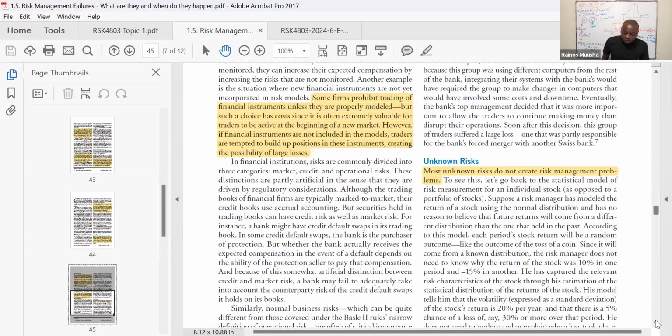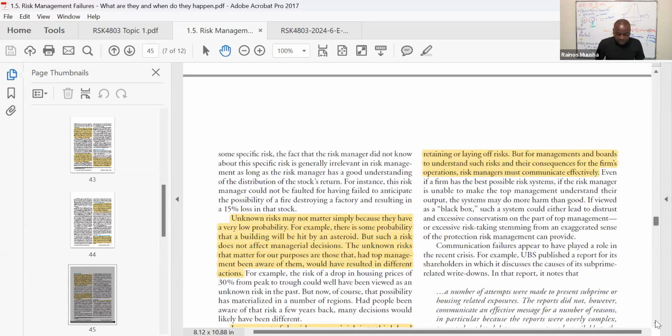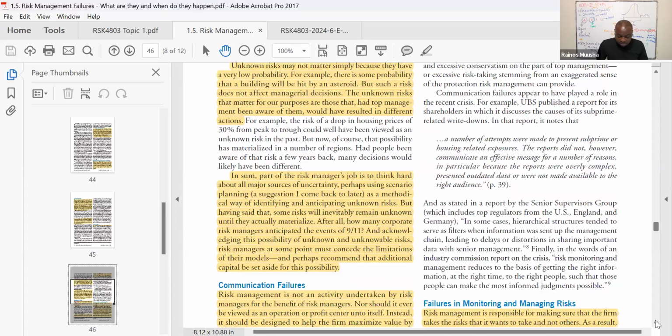Then they also look at unknown risks, and then they say most unknown risks do not create risk management problems. Unknown risk may not matter simply because they have a very low probability. For example, there is some probability that the building will be hit by an asteroid, but such a risk does not affect managerial decisions. The unknown risks that matter for our purposes are those that, had top management been aware of them, would have resulted in different actions.